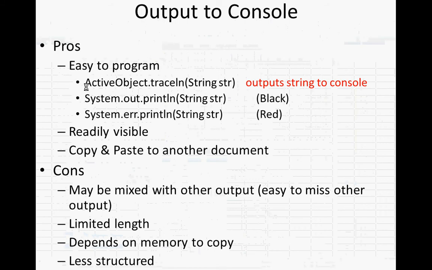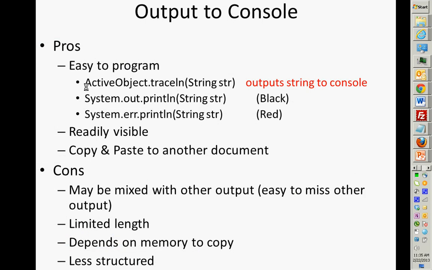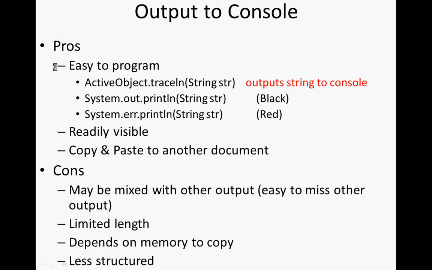Okay, we've talked about output to console before, so I'm not going to beat this dead horse. But we can output things using traceln, which is a common thing. You may want to consider using some additional mechanisms. For example, you can output things in different colors. So by doing System.err.println, it can highlight certain things that are of particular concern or notable in a red color as opposed to black. This has some advantages. It's readily visible. You can copy and paste. The cons is it's awfully easy to get it mixed up with other output. It's of limited length. It depends on your memory to copy it, and it's less structured.